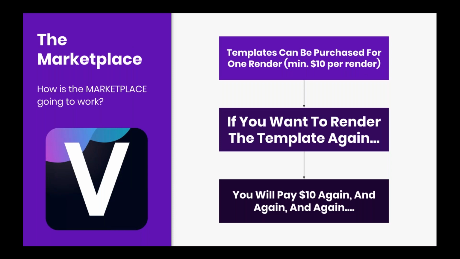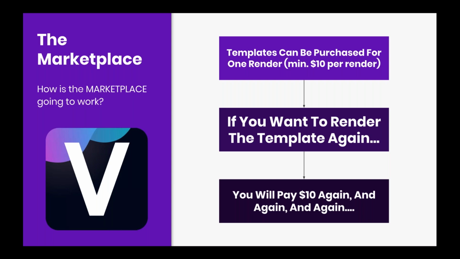Now, the marketplace is going to work like this. Templates can be purchased for one render, minimum $10 per render, where a user that's never used or heard of Viddyoze before comes to our site and says, hey, I like this logo animation, I'm going to use it for my business. They'll customize it, render it out, and then they'll pay $10 for it. Okay. And if they decide, oh, I want to use that animation again for another one of my businesses, they've then got to pay $10 again to render that out.